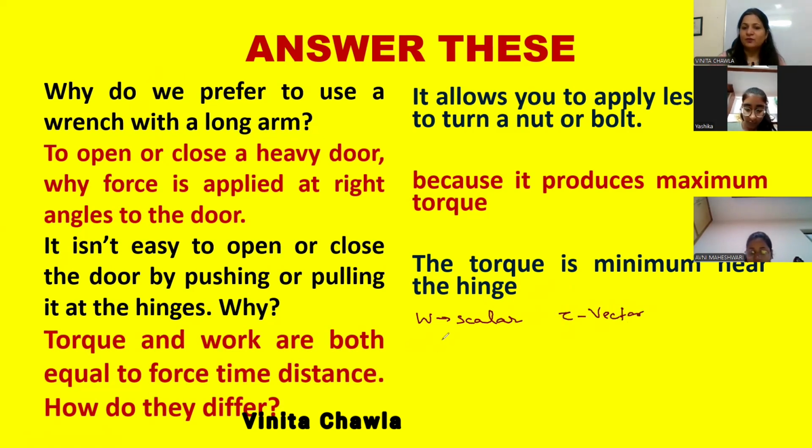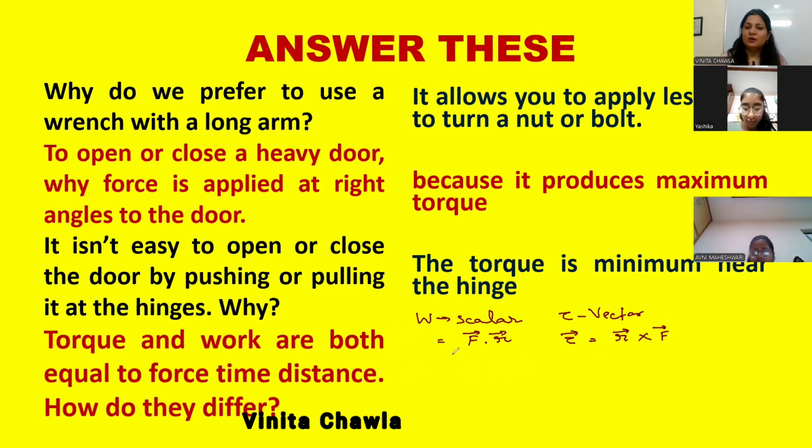How do we write the formula for work done? We write vector F dot vector R. It is the dot product. And how do we write torque? We write torque as vector R cross vector F. Here we have cross product.